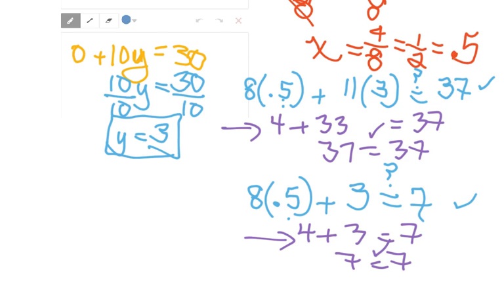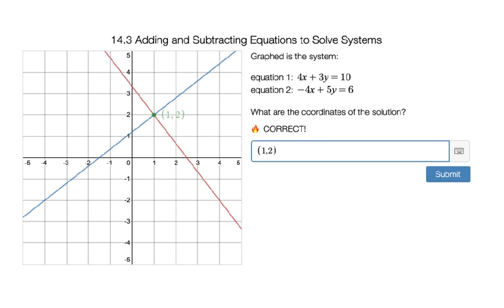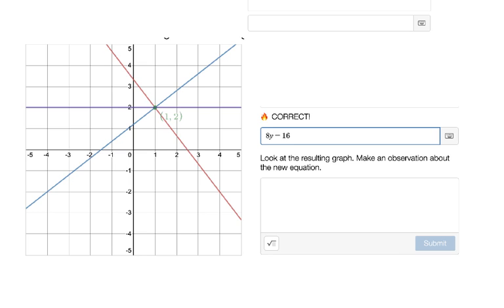All right, let's look at this next slide. So now you're given a graph, right? Take a look at the graph. You've got equation 1 and equation 2. What are the coordinates of the solution? Go ahead and put it in. Hopefully, you put in 1, 2. All right? So, take a look. 1, 2. Yippee. All right. So, notice that it gave us our solution right there. All right. So now, whoops.